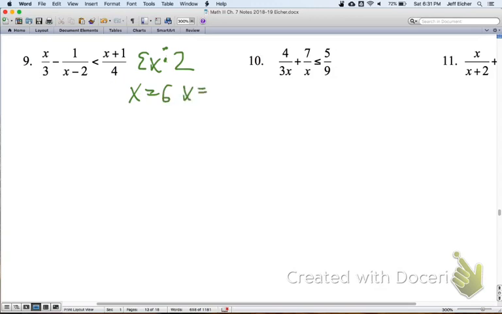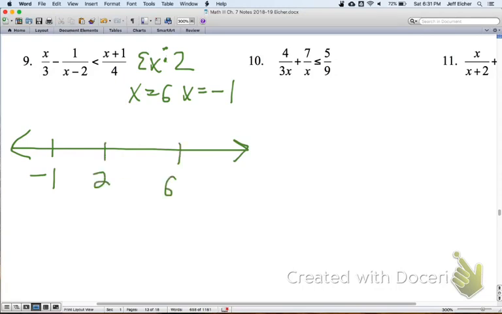So to solve this inequality, you put your numbers on a number line in order, so negative 1, 2, and 6. And as the directions on number 3 said above, you have to pick numbers and test regions to see what regions are true, what regions are false. We've done this in the past with different topics. So what I mean by testing a region, we're going to pick a number here, like negative 2, and plug that in to this equation and see if it's true or false.